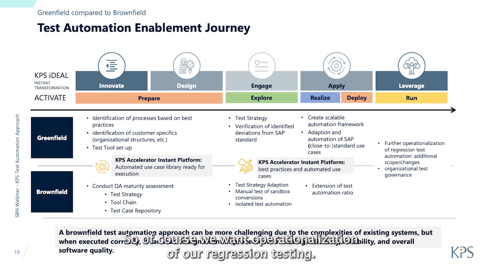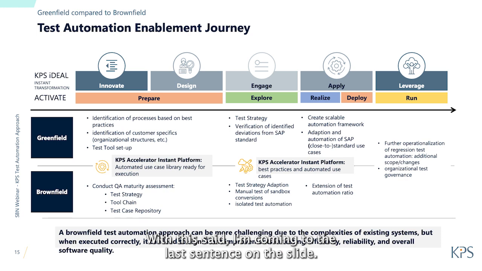So, of course, we want to further the operationalization of our regression testing. So we have to adapt the scope. We have to take our changes into the structure as well. And we have to create a governance around that, so we create something that is also future-proof for us.